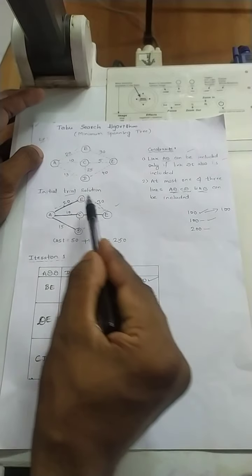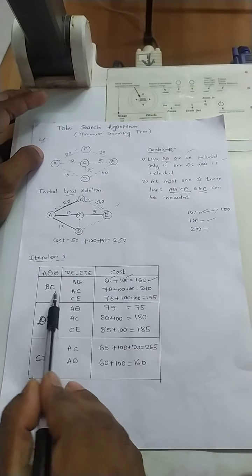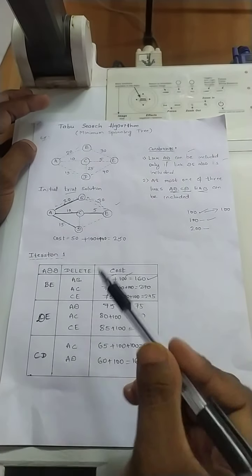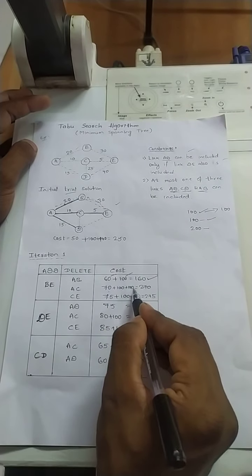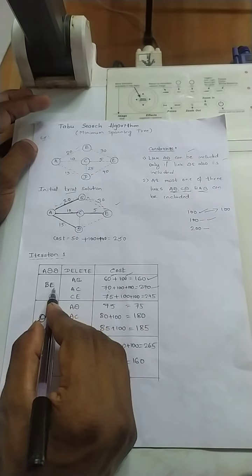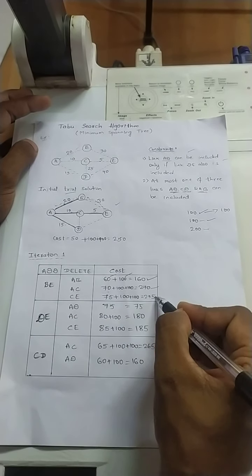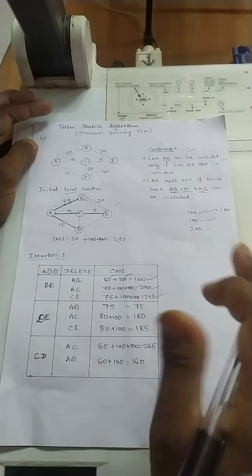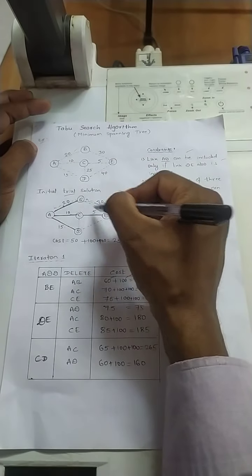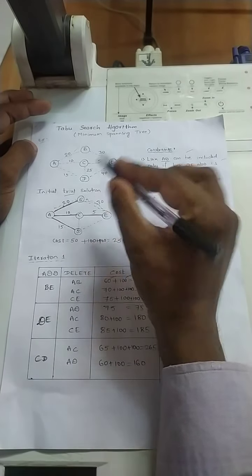Similarly, in this trial solution, if you add BE and remove AC, you will get a cost of 70 plus 100 and 100, that is 270. If you add BE and remove CE, then you will have 275. So this is the case when you add BE in this trial solution.